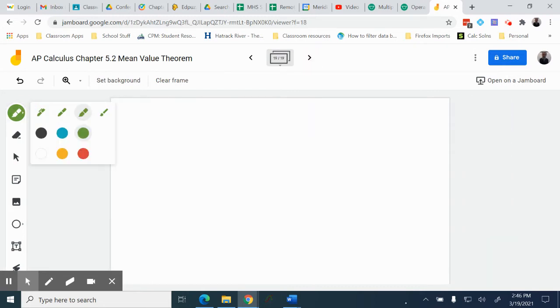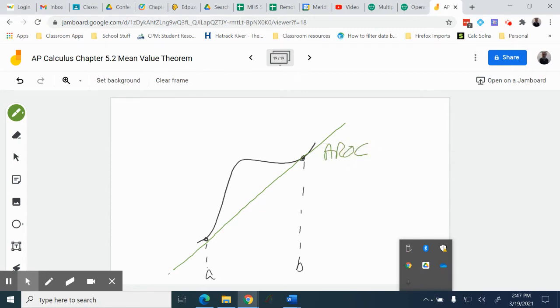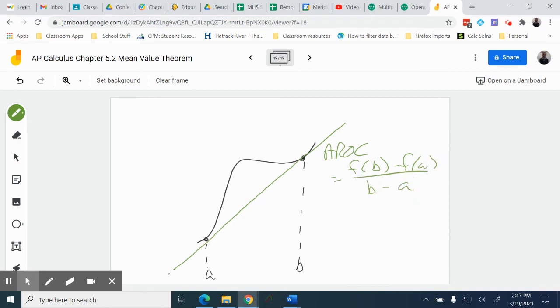Let's draw a picture of what the mean value theorem looks like. Here's some function. I want to change my function. Here is the interval. This is A. This is B. There is a secant line that runs between A and B. The slope of the secant line, the average rate of change of this function, is f of B minus f of A divided by B minus A.